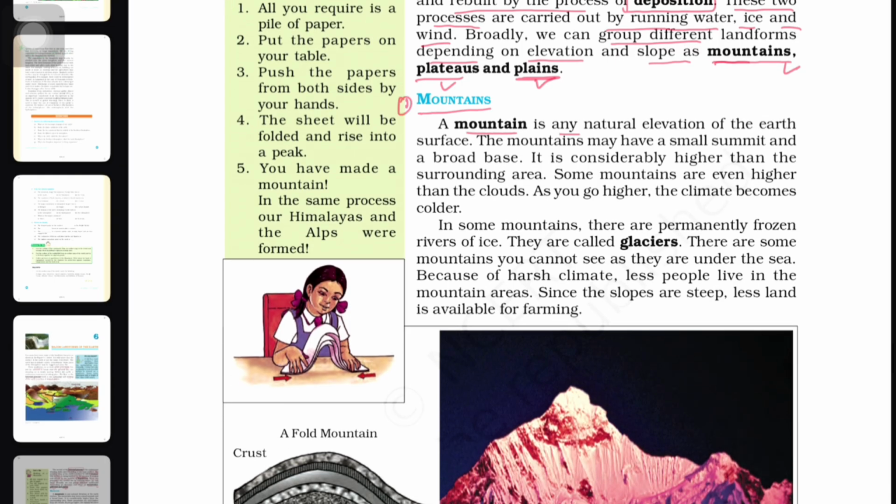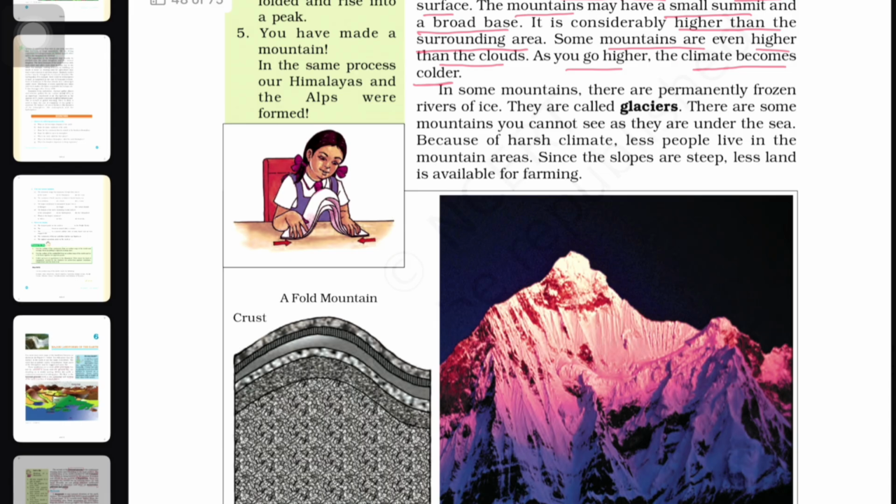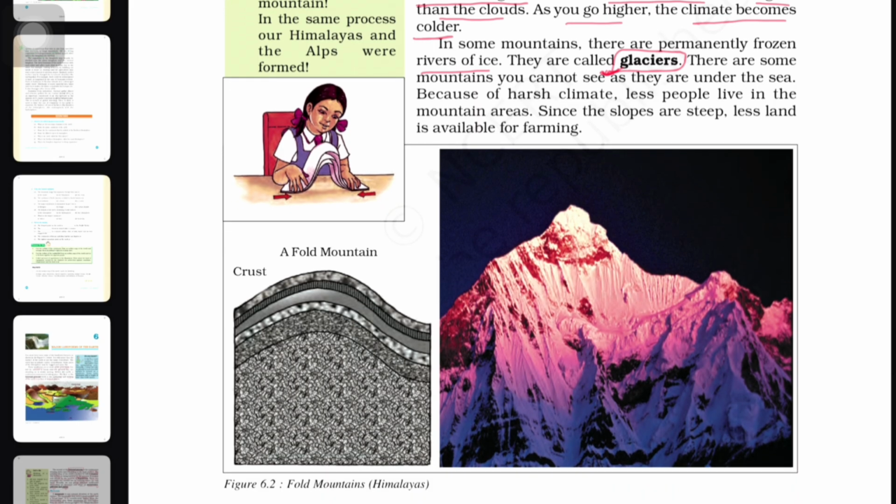A mountain is any natural elevation of the Earth's surface, and mountains may have a small summit and a broad base. There are different kinds of mountains formed due to different environmental processes. Mountains are higher than the surrounding areas, and some mountains are even higher than the clouds. As you go higher, the climate becomes colder. In some mountains, there are permanently frozen rivers of ice, and these are called glaciers. Remember this: glaciers are the biggest water source for the consumption of human beings.